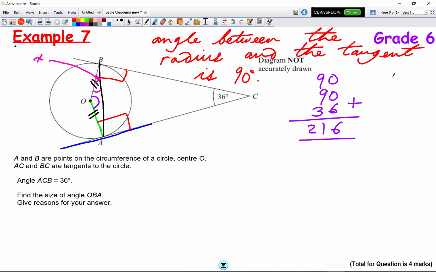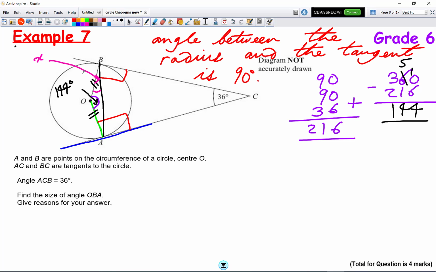Then I'm going to minus that from 360. So we're going to do 360 minus 216, and we borrow 1 from the 6, so I get a 5, that can be a 10, so I get 10 minus 6 is 4, 5 minus 1 is 4, and then 3 minus 2 is 1, so I get 144. So this angle here is 144 degrees.